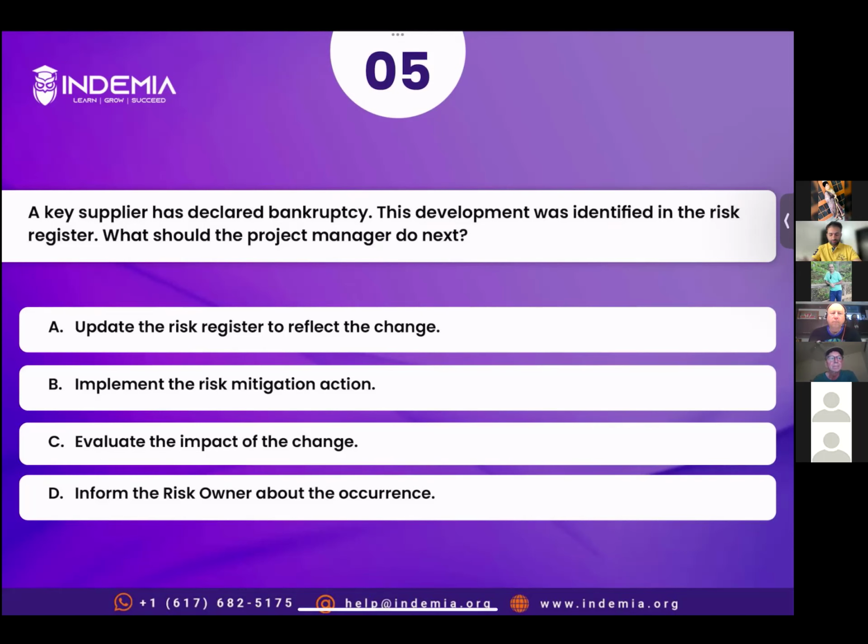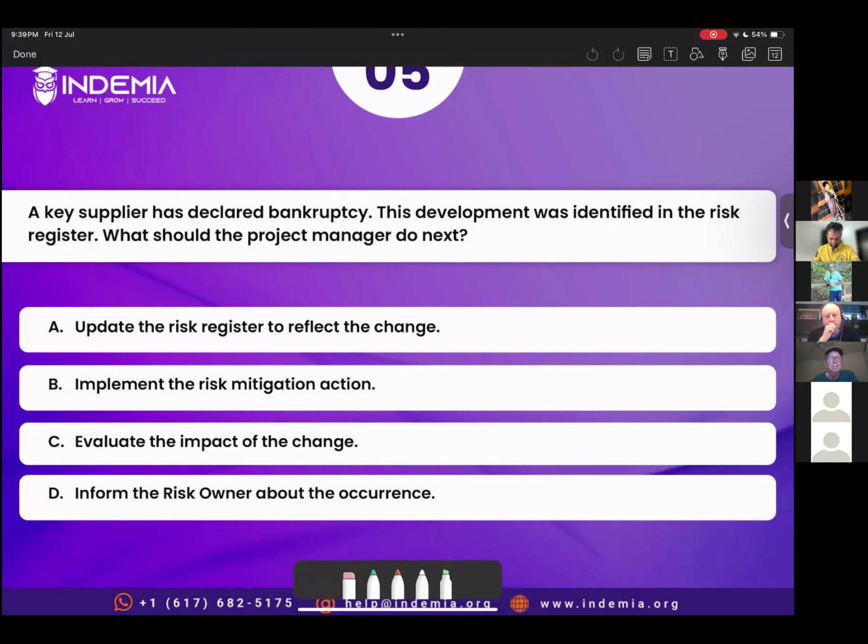Okay. Remember, there are two things. One is risk. Second is issue, right? Risk versus issue. Risk is something that is an uncertain future event. Issue is something that is past or present that has occurred, right? Now here we see a key supplier has declared bankruptcy, and this development was identified in the risk register. Means you have identified it and you have a plan, you have a mitigation action for this particular risk.